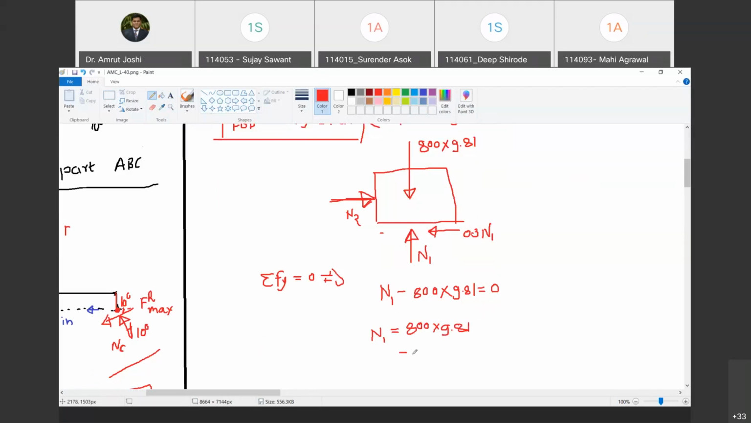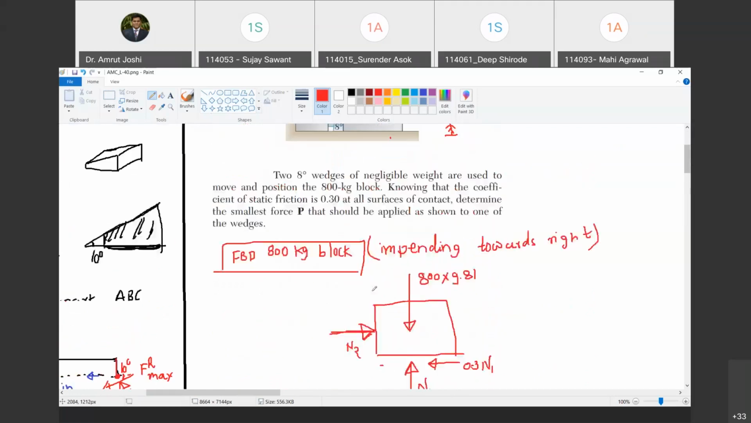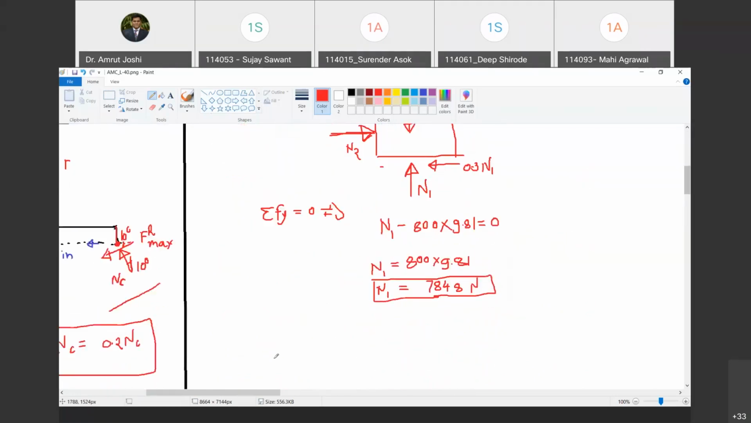So how much is N1? 7848 Newton. Happy? Yes, sir. Okay. So we have now obtained the value of N1. Now what to do next? Summation Fx equal to 0. Happy? Yes, sir. That gives me N2 minus 0.3 times N1 must be equal to 0. Happy? Yes, sir. So N2 must be equal to 0.3 times N1, that is 7848.